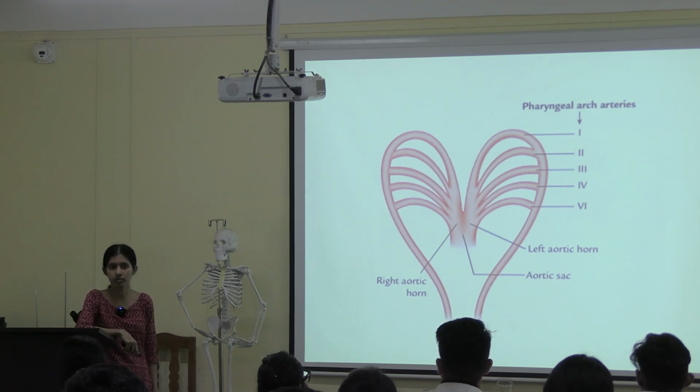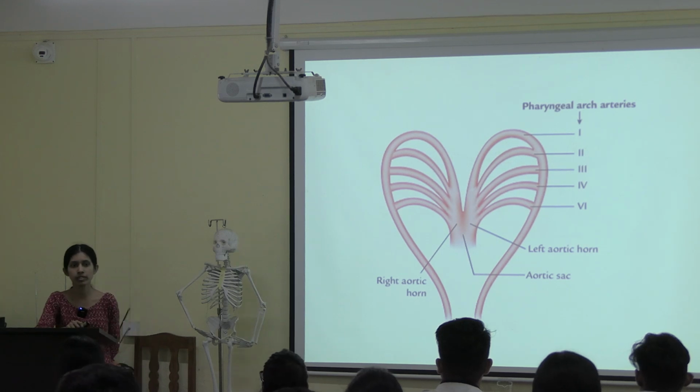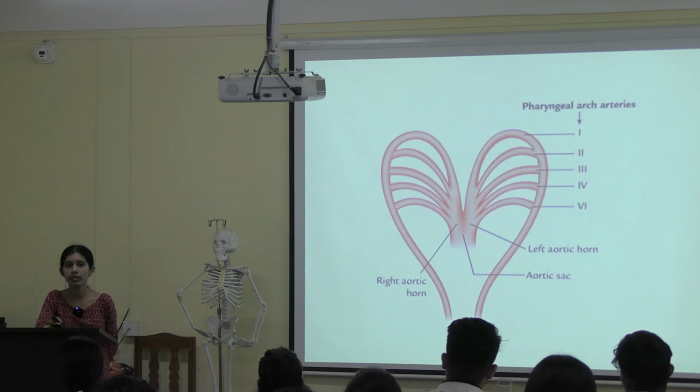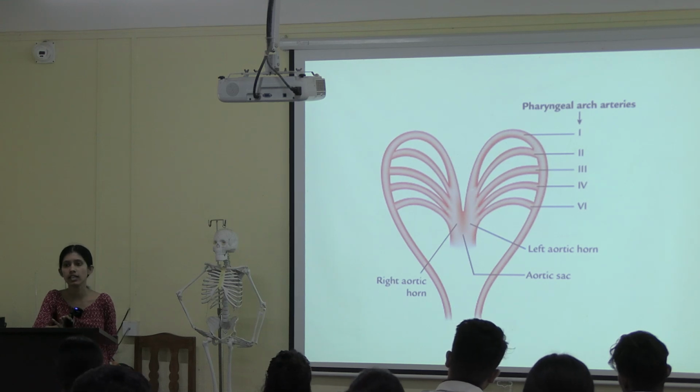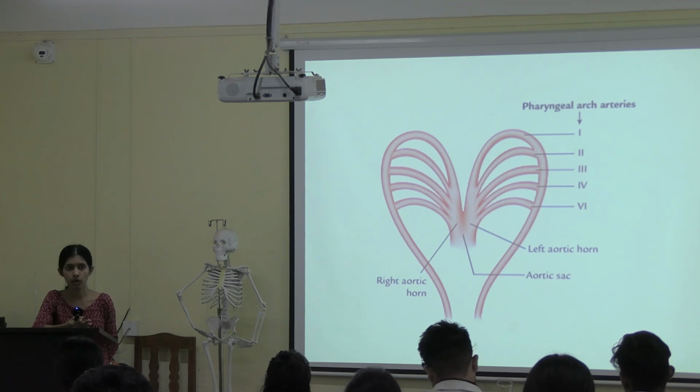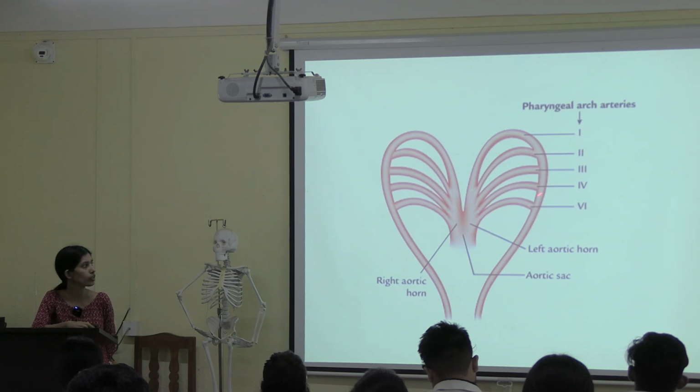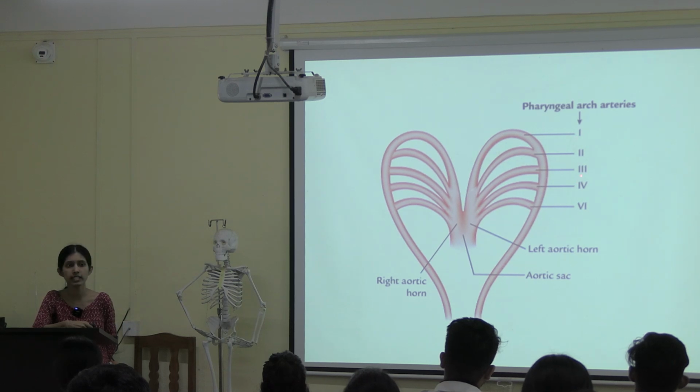Is it clear for everyone? So, when will the development start? From the fourth week, and it extends up to the eighth week, okay, fourth to eighth week. During the fourth week, we can see the appearance of first, second and third aortic arches. Okay. Next, in the fifth and sixth week, we can see the appearance of fourth and sixth aortic arches. At the same time, disappearance of first and second takes place. So, by the end of sixth week, we remain with only the third, fourth and sixth aortic arches.